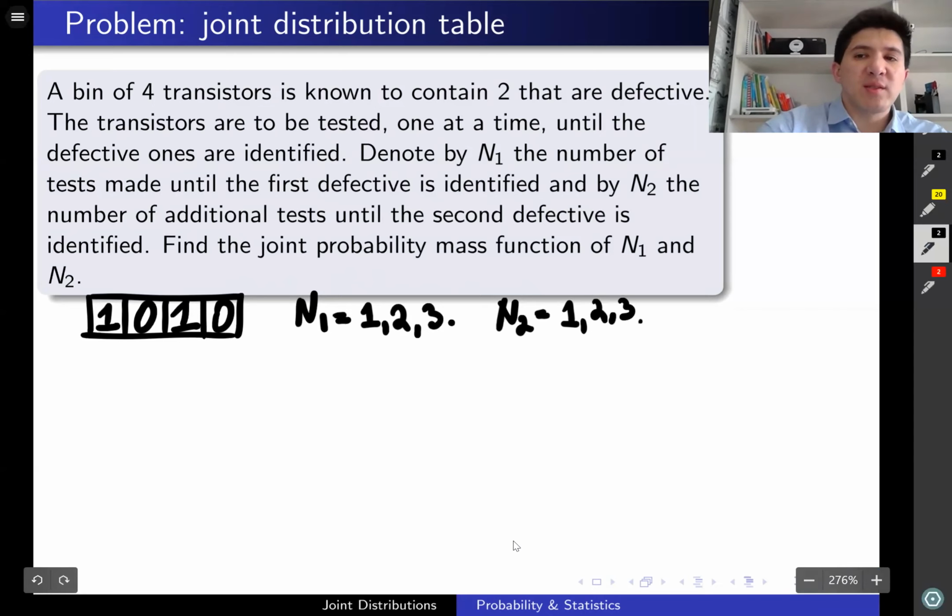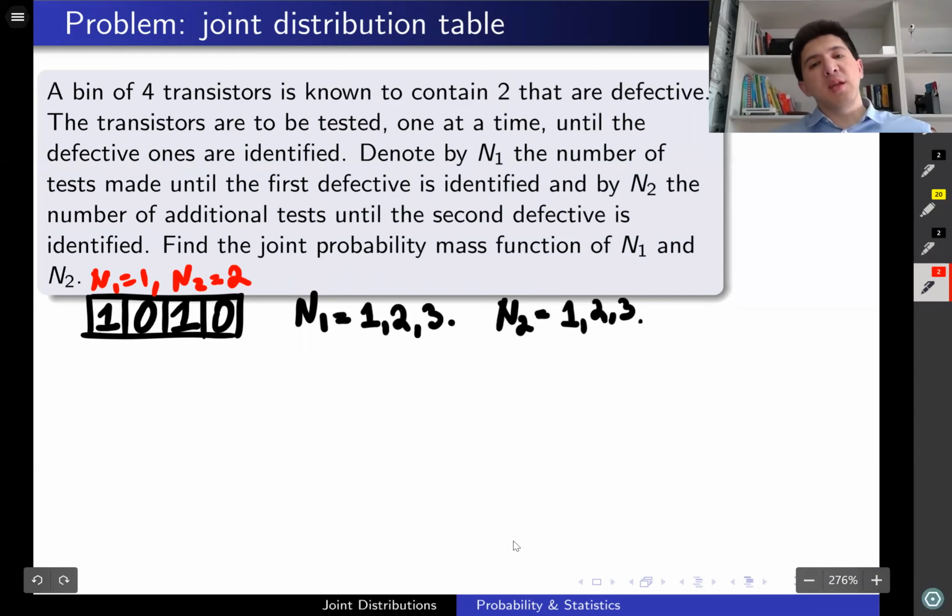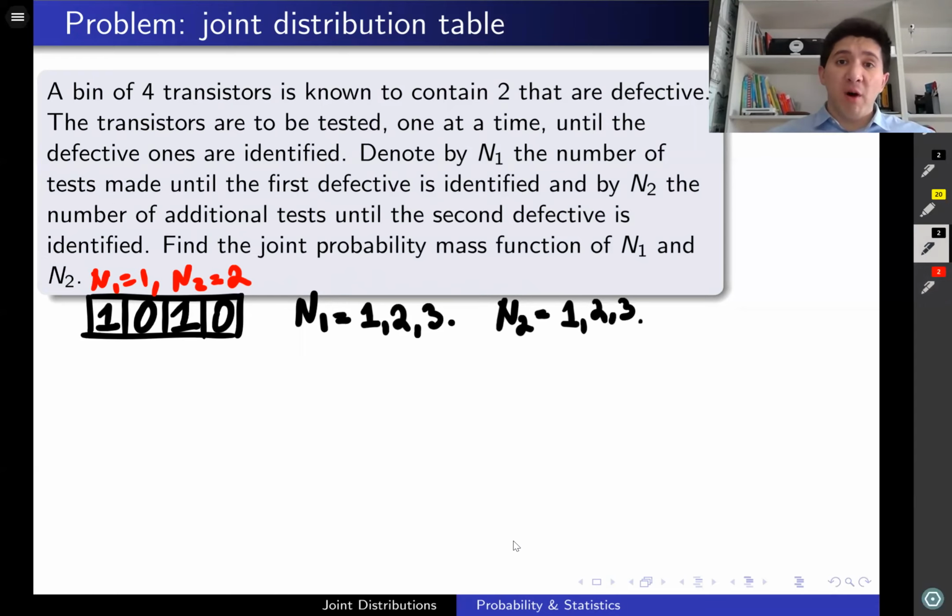In this case, for example, the value of N1 is equal to 1 and the value of N2 is equal to 2. So we found the first defective transistor after the first trial, and we needed 2 more additional trials in order to find the second defective transistor. We need to combine all of these cases. There should be 9 different combinations of N1 and N2, but only 6 of them are non-zero. So not all the combinations are possible.